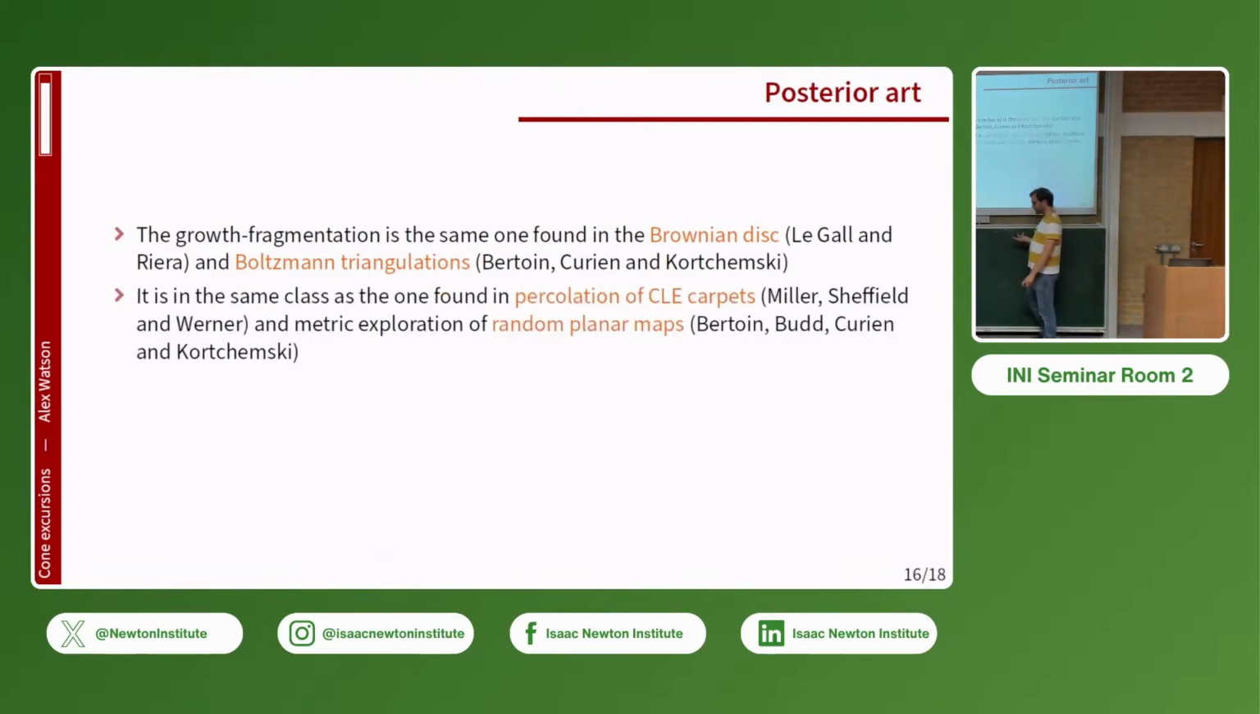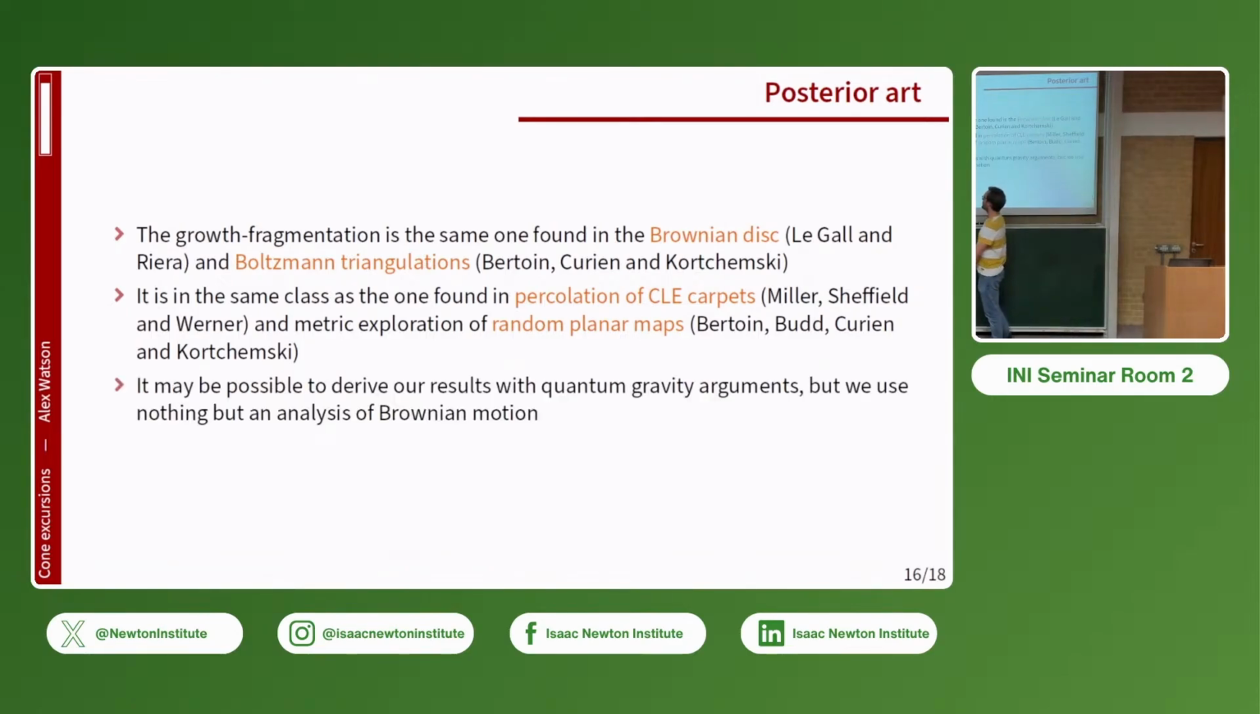The process we have is in the same class of growth fragmentations that were found in this percolation of CLE carpets by Miller, Sheffield, and Werner, and in the metric exploration of other random planar maps with faces with large degree by Bertoin, Curien, and Kortchemski. And these two things, of course, the two things in orange, should be connected as well.